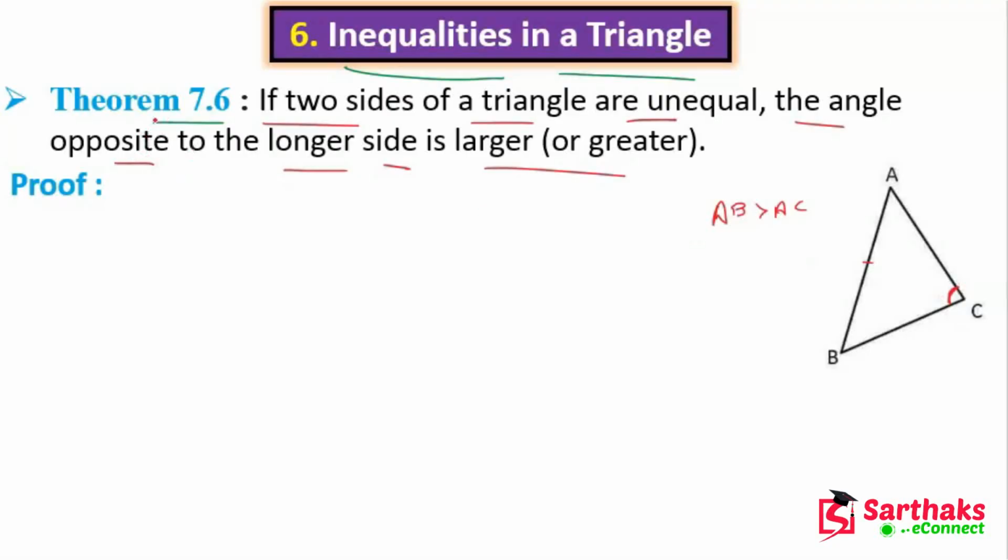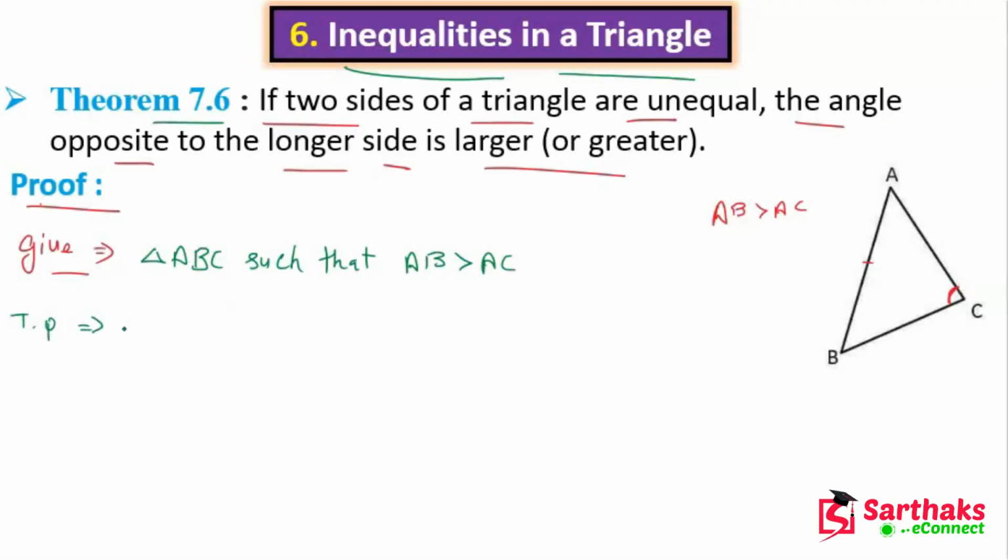So now let's prove this theorem. First of all, we are going to write the given part. What is the given part? Triangle ABC such that AB is greater than AC. And we have to prove angle C is greater than angle B.